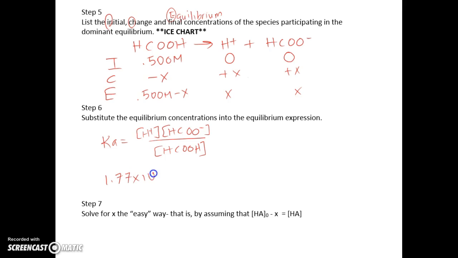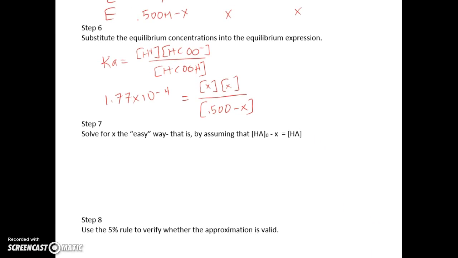1.77 times 10 to the minus 4th, and that's equal to, well, what do I have in this column at equilibrium? Well, I have x. What do I have here? Well, I have x. And what do I have here? Well, I have 0.5 minus x. Well, if we were to solve this all out and simplify it, we would see that this times this would give us a number plus a value with x plus an x squared.